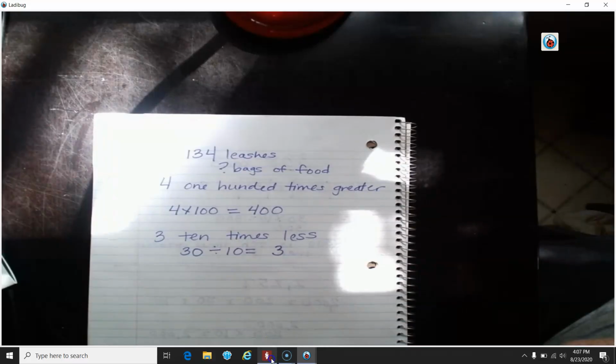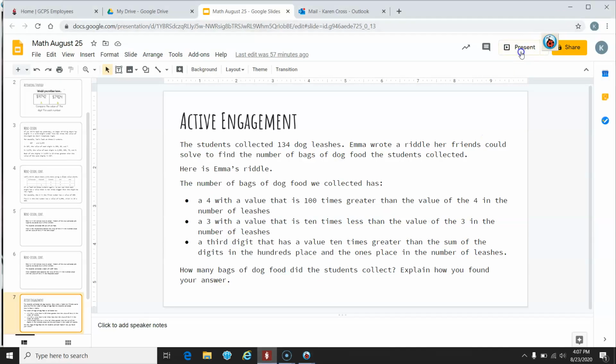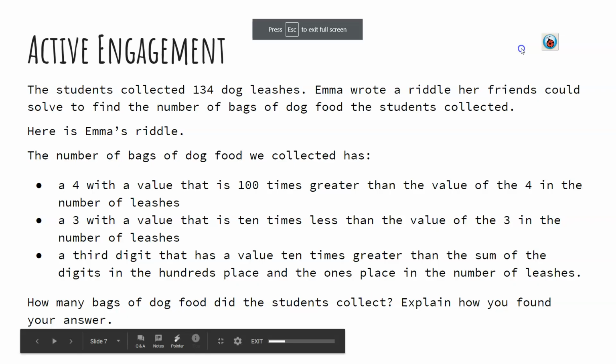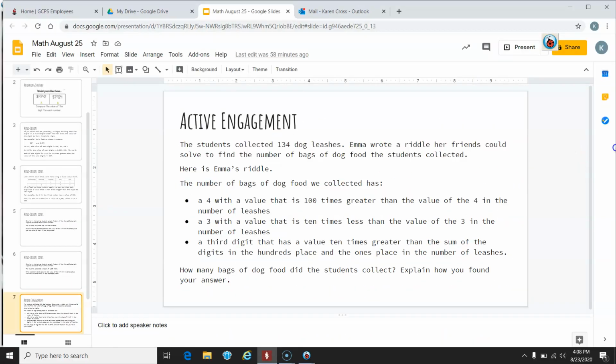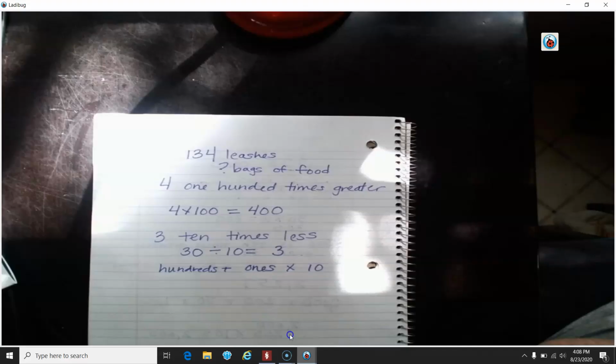All right, we are almost done, I think. Let's look at the last part. Now we see that the third digit has a value 10 times greater than the sum of the digits in the hundreds place and the ones place. So I'm going to write this on my paper. So my hundreds plus my ones, and then I have to multiply that by 10. Okay. Let's look back at our paper.